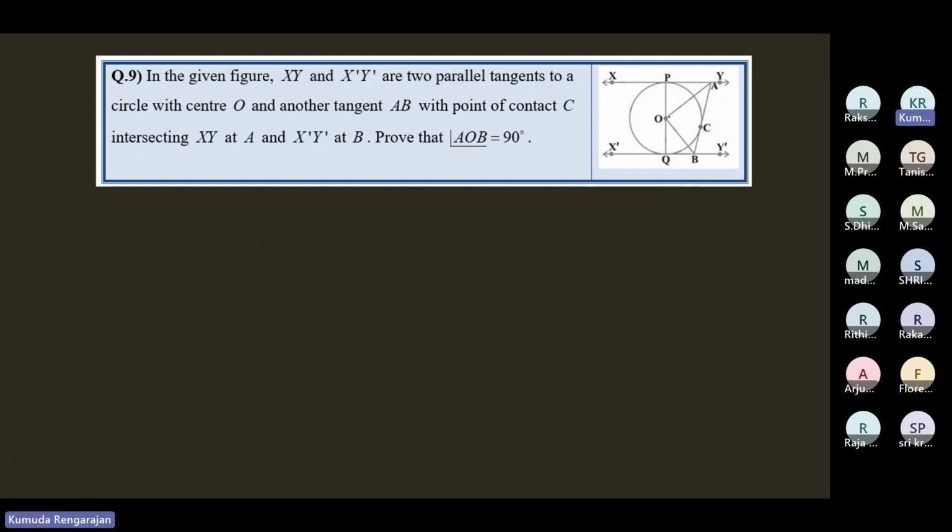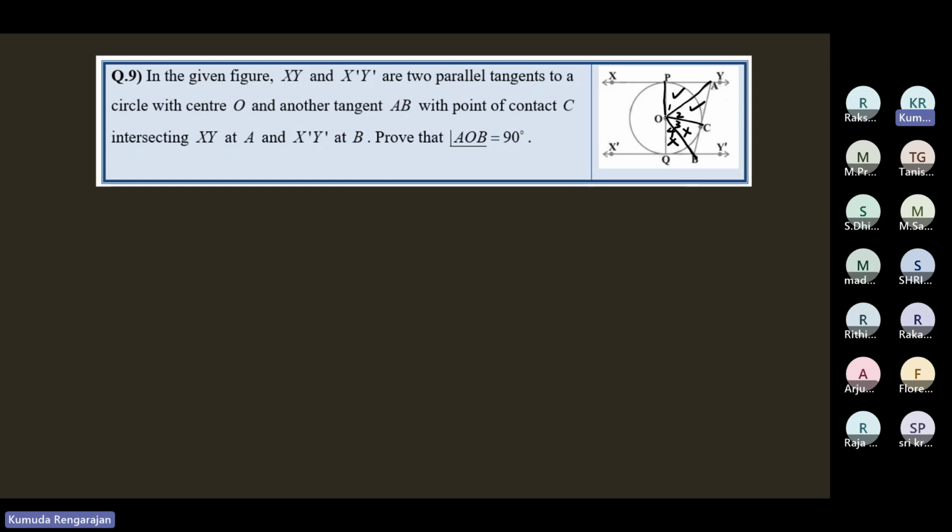So construction will be: join OC. This is the line segment joining the center and the external point. Show that these two triangles are congruent to each other. Again, this is the line segment joining the center and the external point. Show that these two triangles are congruent to each other. So you will get angle 1 is equal to angle 2 by CPCT, and angle 3 is equal to angle 4 by CPCT.